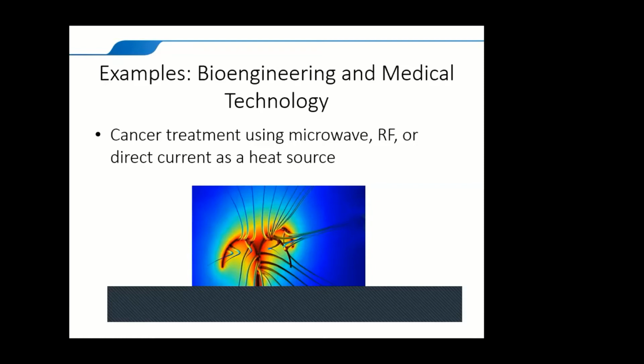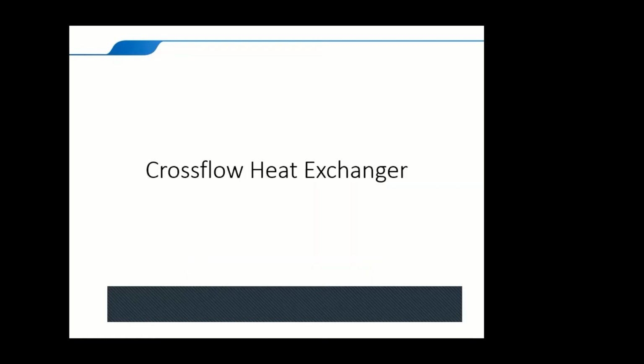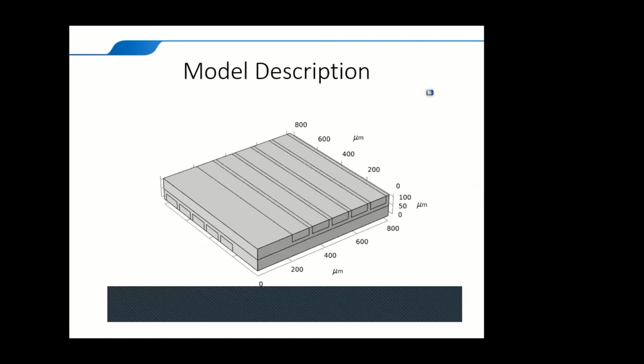As for the example today, we're going to discuss how to create a cross-flow heat exchanger. The heat exchanger is very simple. It's made out of two stainless steel domains. The first domain is this solid domain. The small channels are fluid or water channels.